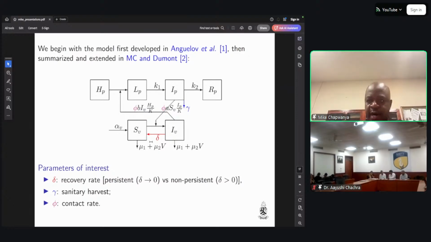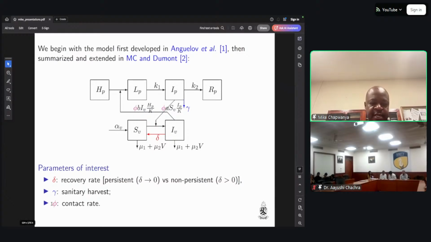So what I want to highlight in this case is a few parameters. Delta, which is the recovery rate. So we're just saying once the vector is infected, after some time, probably it could be a day, then the virus disappears from the vector, and until the next feeding cycle, it gets infected. So that actually separates the persistent virus, when delta is 0, from the non-persistent virus, when delta is positive. I also want to highlight the gamma, which is the sanitary harvest. So the farmer here, once they see that this plant is infected, they just remove it from the field.